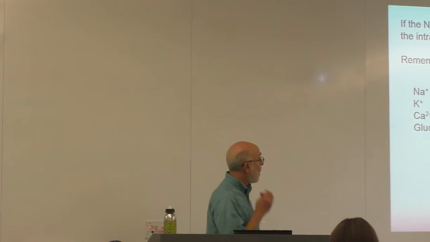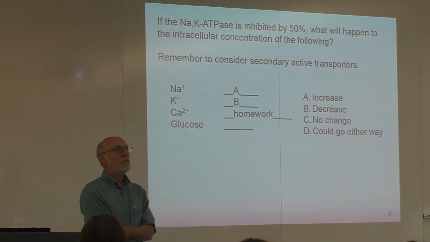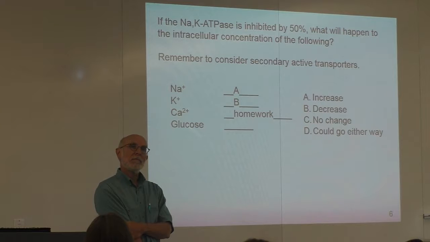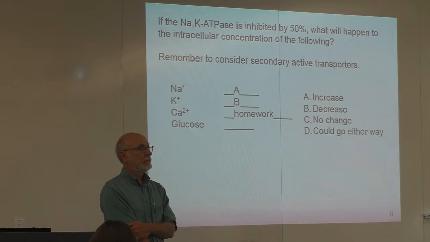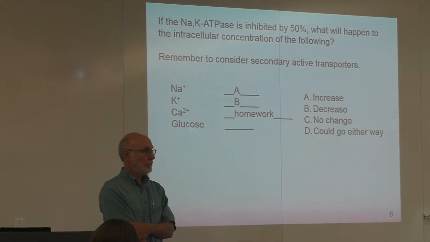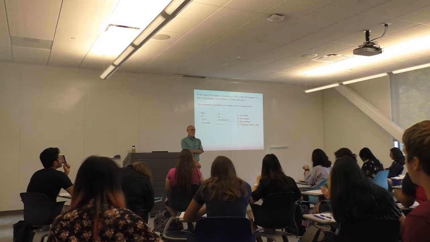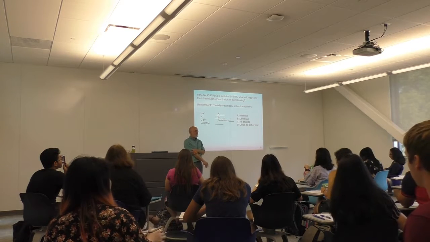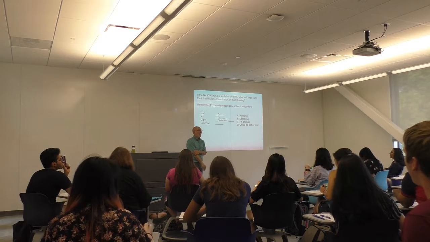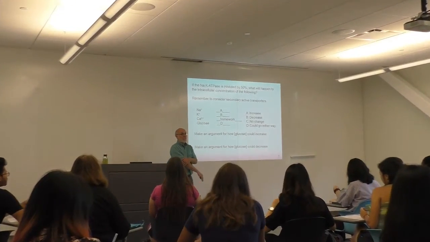Okay, and what about glucose? What would happen to intracellular glucose if we inhibit the sodium potassium ATPase? Here. It's reflected in your color scheme of the class right now. So I think that the best answer, I think, is D. Could go either way.